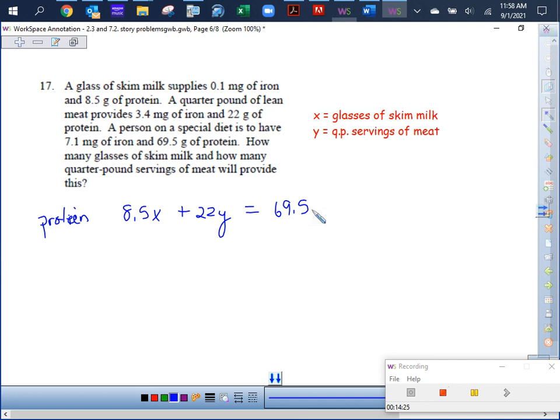See if you can write an iron equation. I don't care if you put the word iron off to the side. That's up to you. But iron plus iron should equal iron. See if you can write that equation.